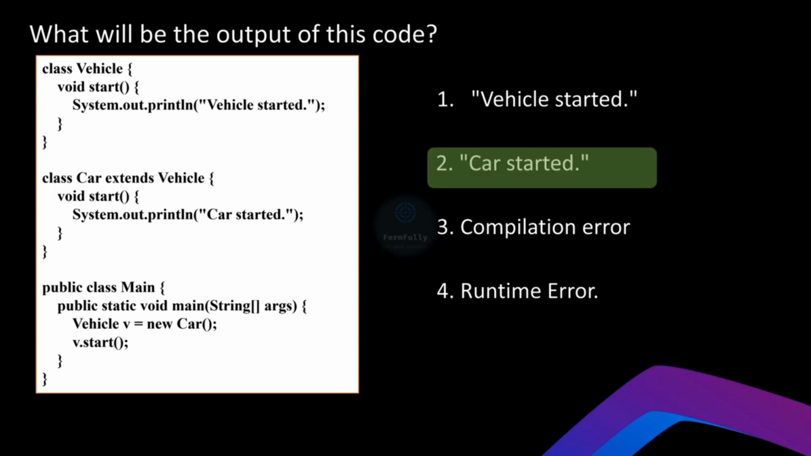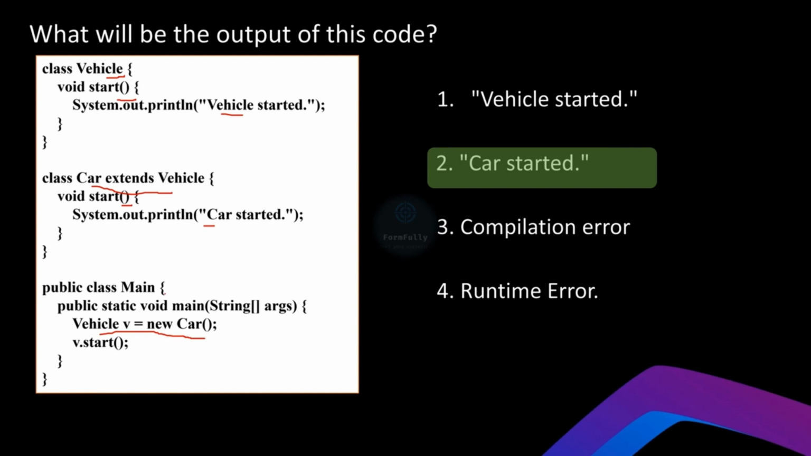Let's see the code. Here, class Vehicle defines a base class called Vehicle with a name, with a method start that prints vehicle started. Then we have class Car that extends Vehicle and overrides the start method with its own implementation which prints car started. And then in the main method of the main class, we create an object v of type Vehicle, but we initialize it with a Car object.